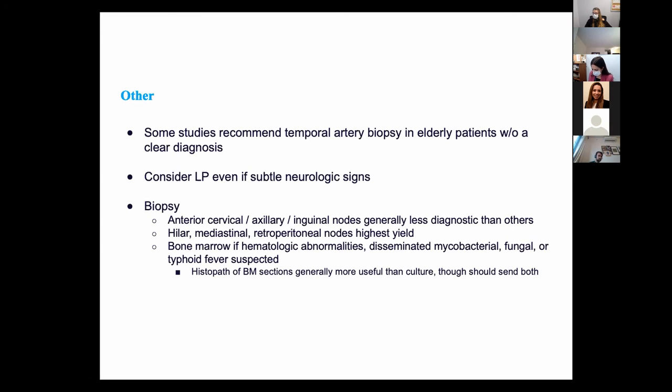Usually histopathology of bone marrow sections is more useful than culture, because the culture yield on bone marrow for these sorts of infections is quite low, but you should be able to stain it and see the organisms. But you should always send it for both.